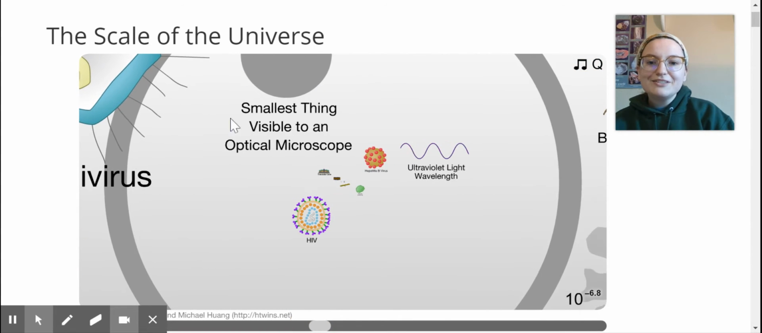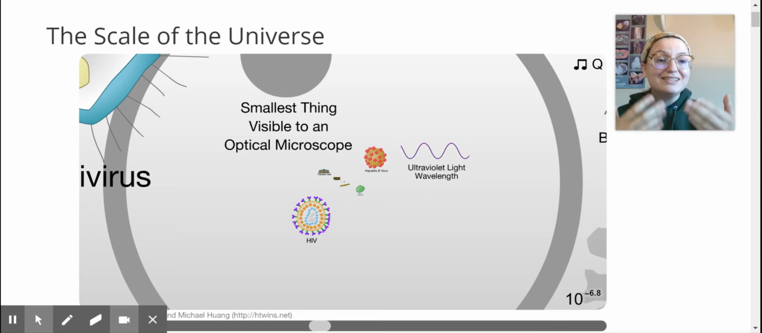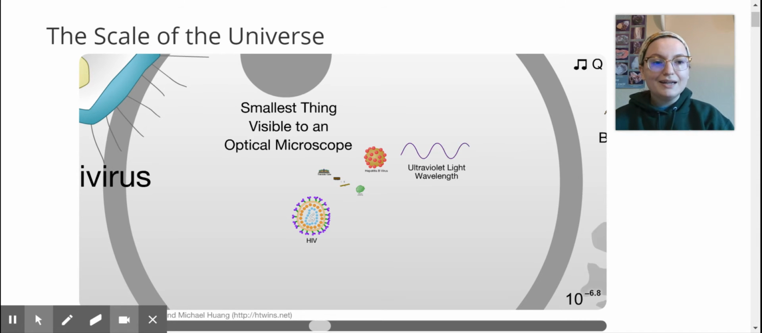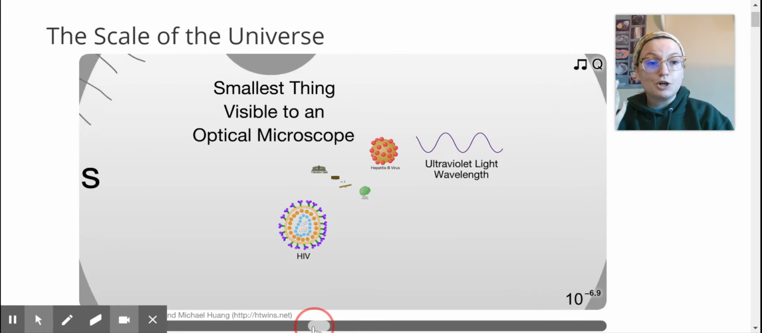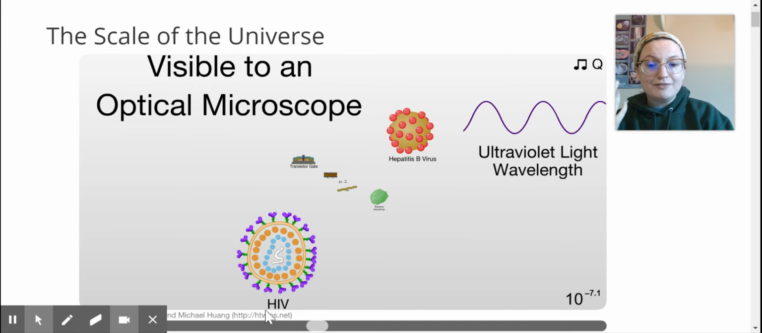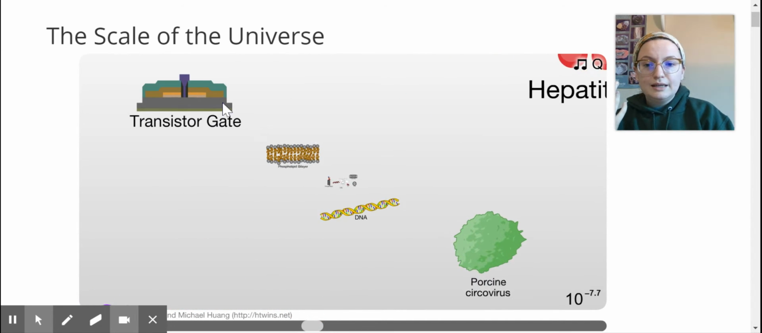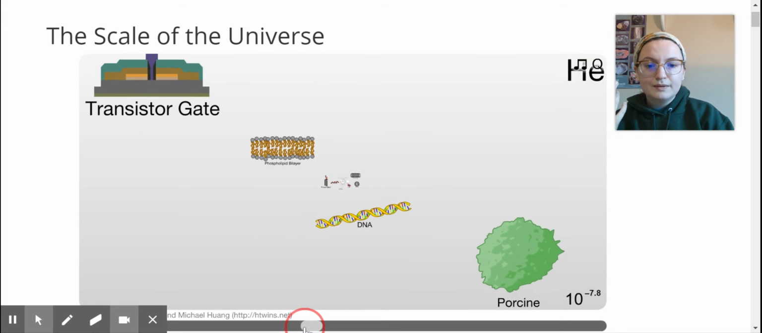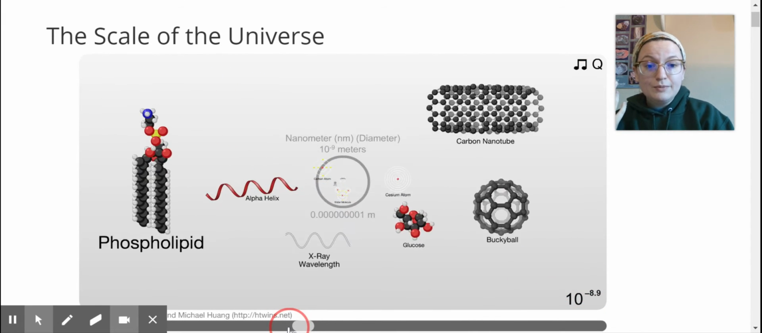If we keep going, here's the smallest visible thing to an optical microscope. That's like a typical light microscope that's just using lenses to magnify how big something looks to us. To get down and look at stuff smaller than this, we have to use a new tool called an electron microscope. Here's HIV, another famous virus, even more viruses. That's a part of a computer. Our own DNA.